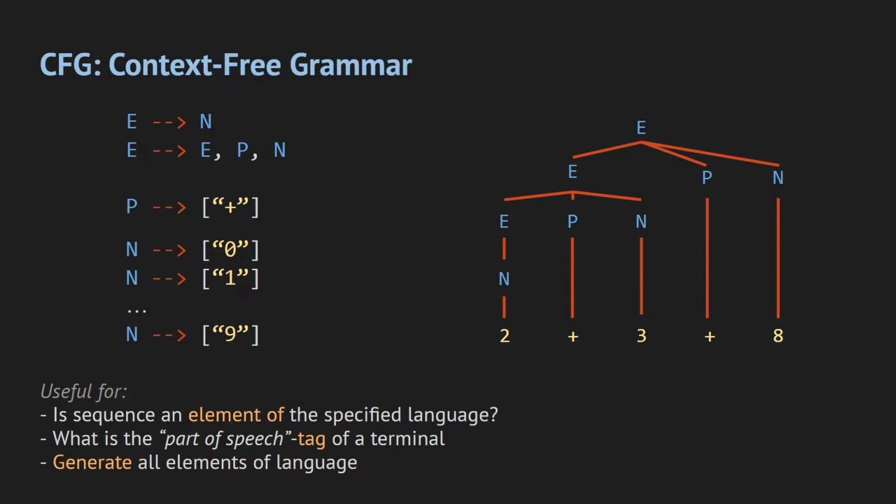Context-free grammars are widely used for modeling context-free languages, as they are great for quickly determining if a given sequence is part of this language or not. They're also great for marking elements of a sequence with a specific tag, for example, part-of-speech tags for NLP applications. Also, generating all possible elements of a language, or generating an infinite sequence of them if the grammar is recursive, is another application field of context-free grammars.